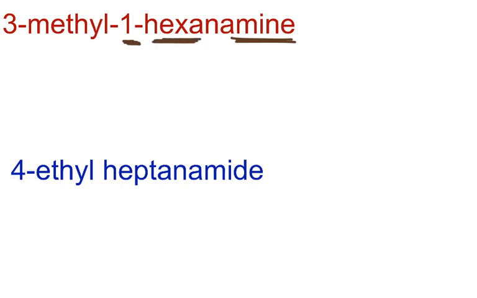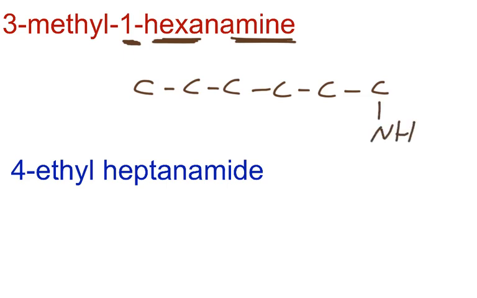Hex represents 6 for us, so we'll put 6 carbons down. 1, 2, 3, 4, 5, 6. I know I have an amine group, NH2, at carbon number 1. You can put carbon number 1 on the other side, it doesn't matter. But we put carbon number 1 on this side right here. On carbon number 3, so it's 2, 3, we have a methyl group, which I'll put right there. Okay, and you're done. You fill your hydrogens in, and that's it.